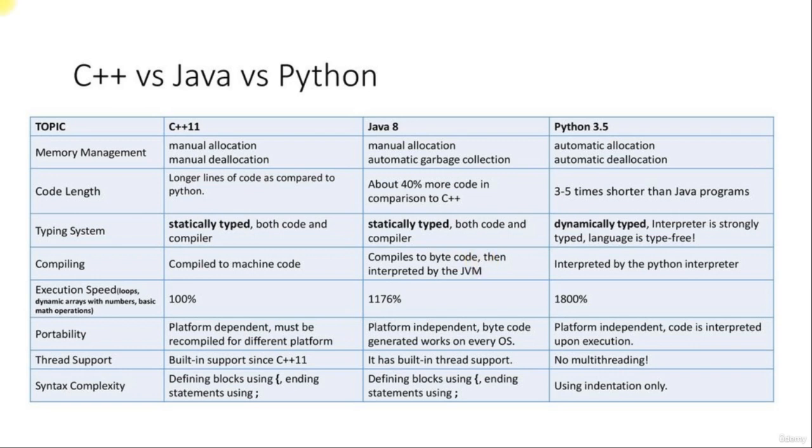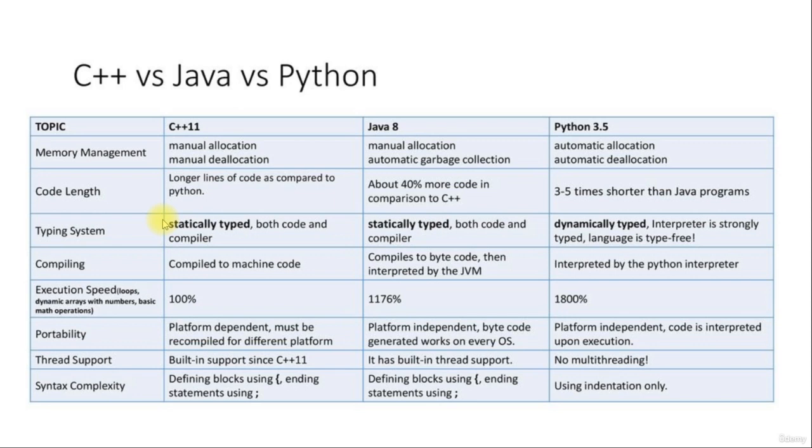Now let's try to compare C++, Java, and Python. If we look at the topic of memory management, then C++ has manual allocation and manual deallocation. But Java gives manual allocation but automatic garbage collection. Now Python moves one step ahead, and it gives automatic allocation and automatic deallocation. Okay, so this was about memory management.